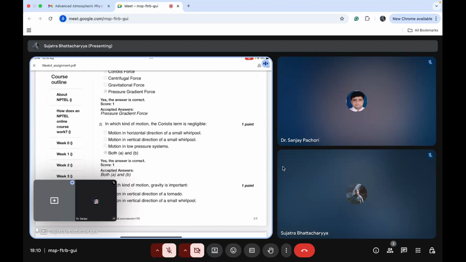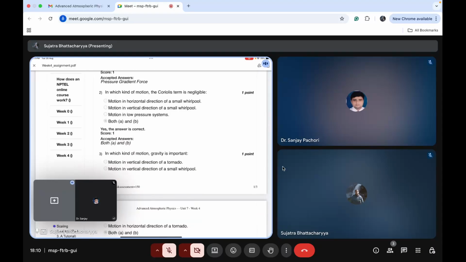Next is motion in low pressure systems. Low pressure systems means as good as cyclones, I would say. But there is a distinction between a low pressure system, a depression, and a cyclone, particularly based on the wind speed and the intensity of convection. But even if you are considering a low pressure system, it's a very large scale process. For a large scale process, Coriolis force will act, but for small scale processes, it is negligible. It acts, but it is very small compared to the pressure gradient forces.